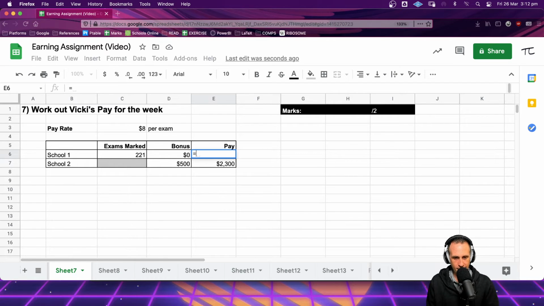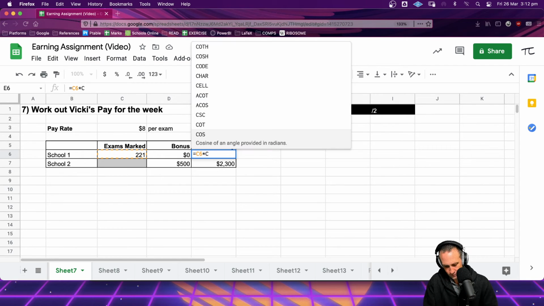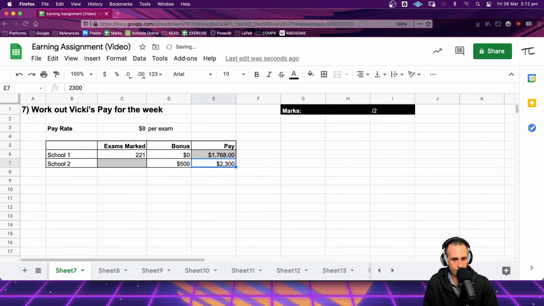Okay, good to see you back. This is going to be, now the 221, that's in column C, row 6. And we're multiplying that by $8. Yeah, by the way, there's another way you could do that. Instead of just hard coding the 8 in there, you might prefer to say, well, I see an 8 in column C, row 3. So that might be a way to do it.